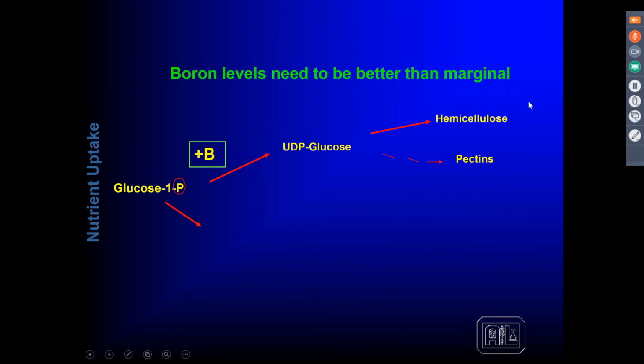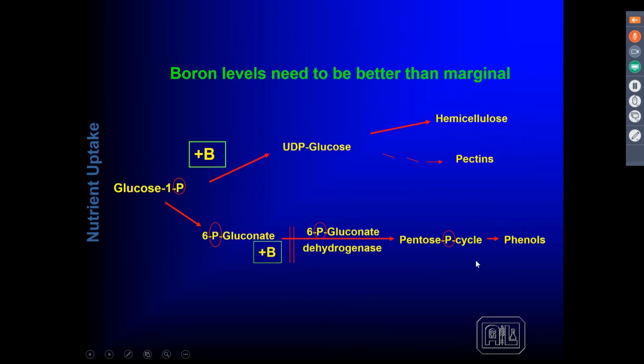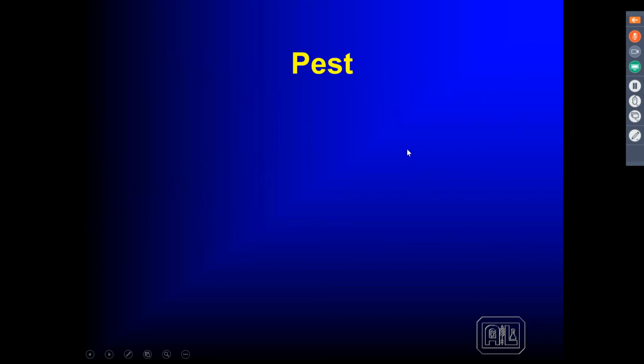Even at marginal levels, what happens to that sugar is it goes through this fermentation process, and these quinone phenols that are developed, these phenols actually attract insects and disease. So again, how that plant responds and that relationship between phosphorus and boron becomes critical in the path of conversion of that simple sugar to a complex chain of carbohydrates that makes up the plant that we work with.